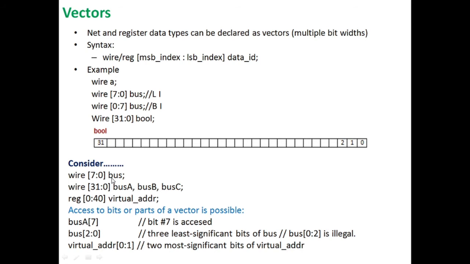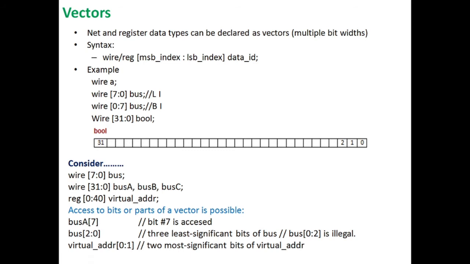Let us take an example for the vector. I have a bus variable which has multiple bit width. I cannot say it is a scalar, it is a vector. Wire 7 down to 0 bus, and here wire 31 down to 0 bus A, bus B and bus C. Reg 0 down to 40 virtual address. Here 0 down to 40 means it follows a big endian notation, and the above two follow the little endian notation.